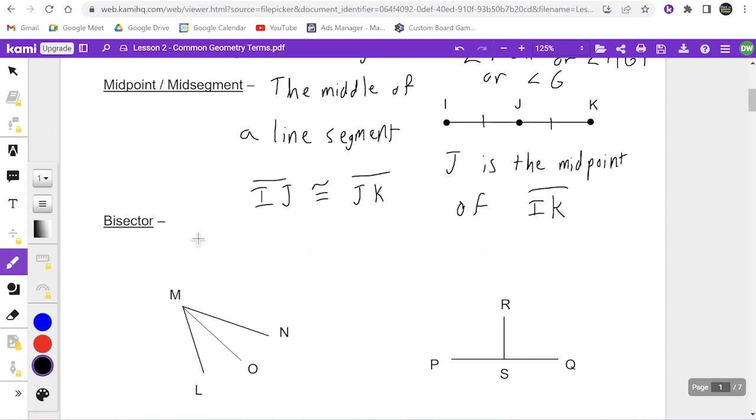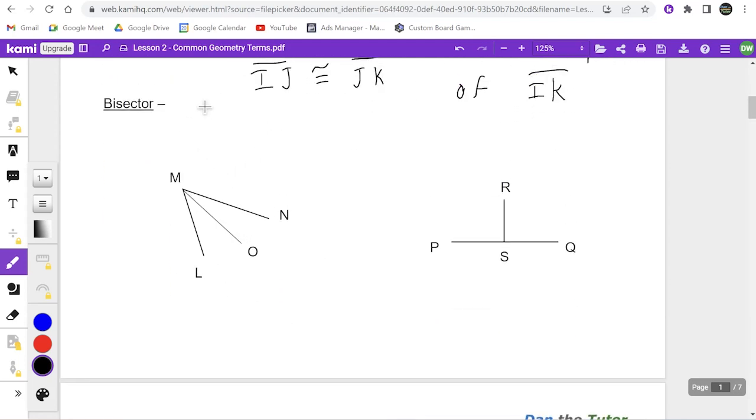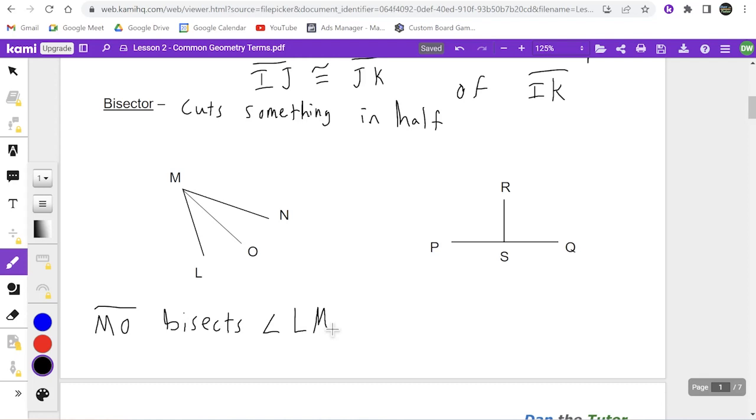Next is a bisector. A bisector, we need to know this definition as well. It cuts something in half. So whenever you see the word bisect, it means it cuts it in half. So in this angle example, we would say line segment MO, right here down the middle, bisects the angle LMN. Look at LMN. It's the outer angle. L, go to M, go to N, and MO bisects it, cuts it in half.